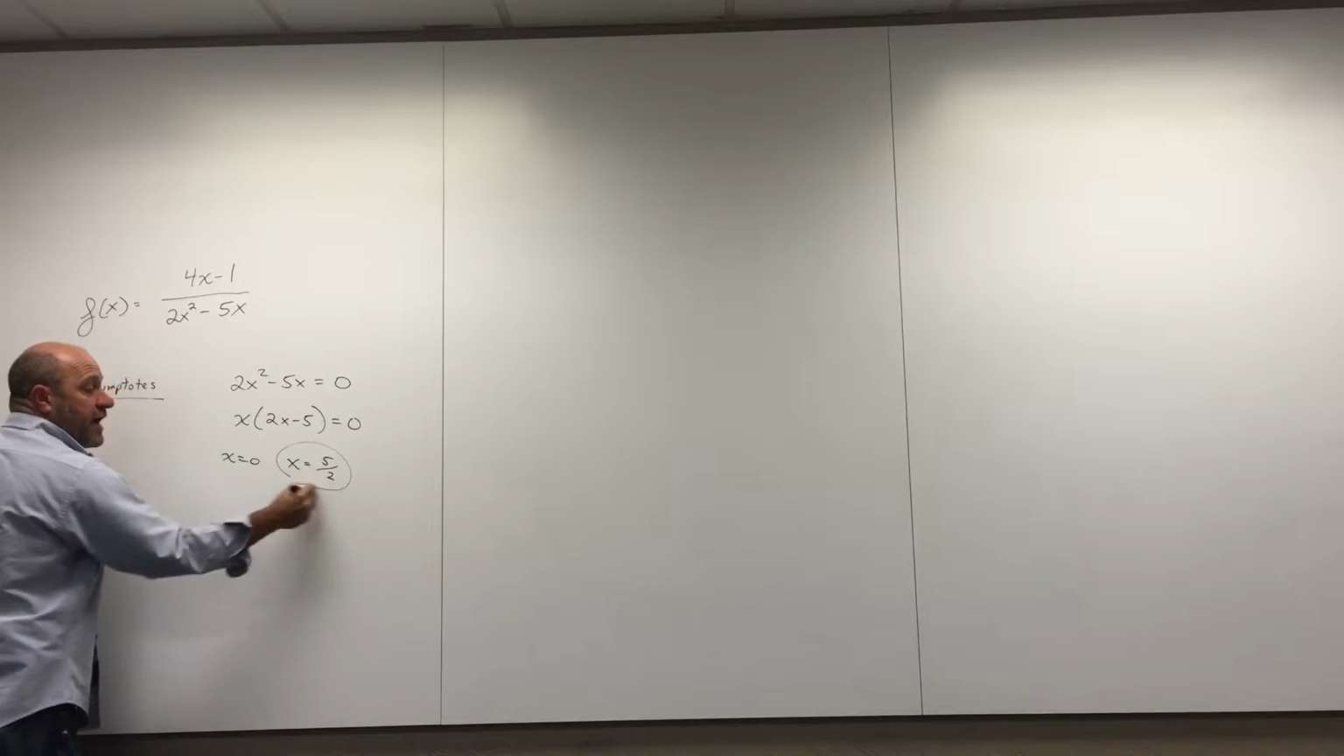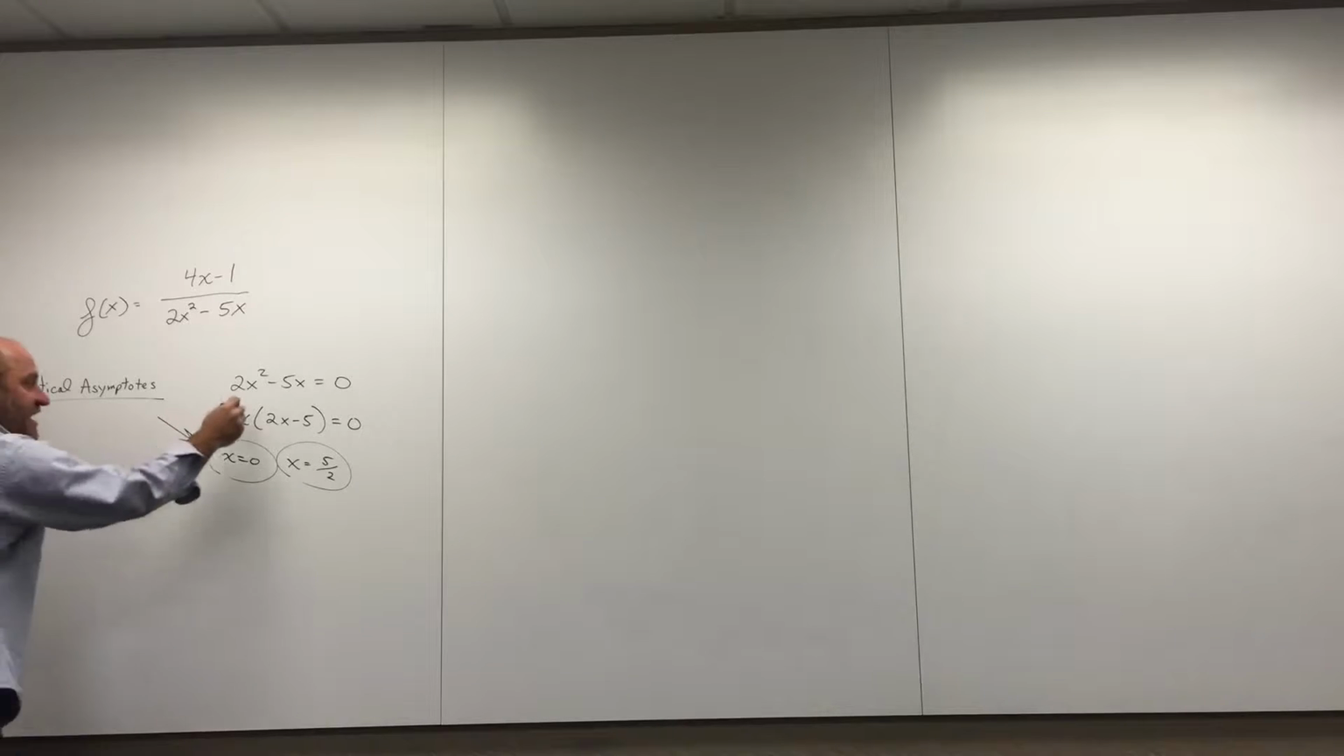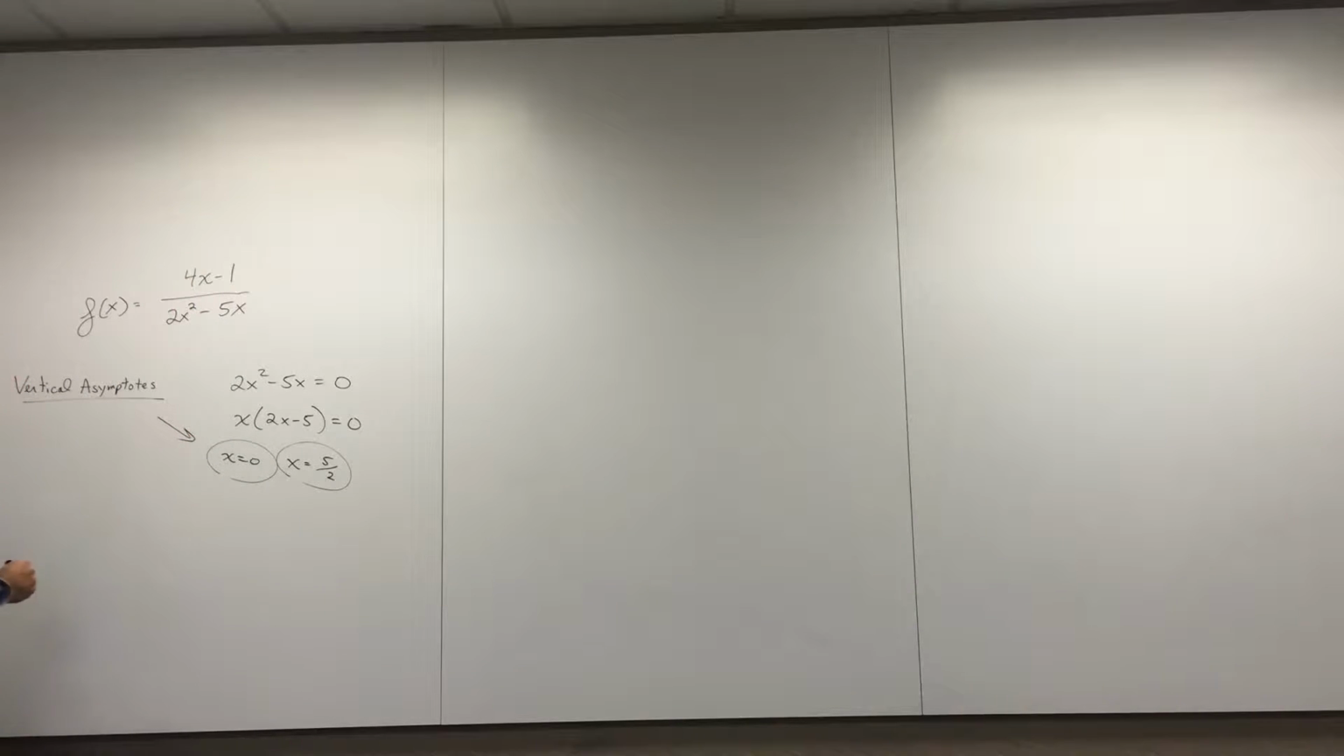How are you guys doing? You okay? And I think those are vertical asymptotes. They're places where the function is undefined. They're vertical asymptotes, and they're not holes. If you could cancel one of these away with something in the numerator, then that was called a hole.